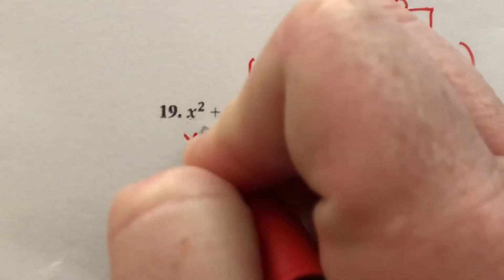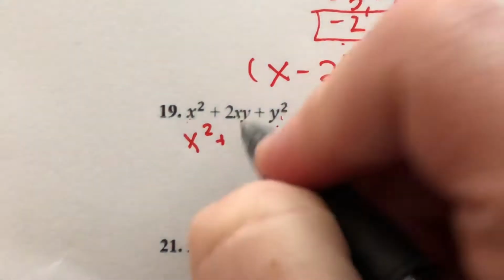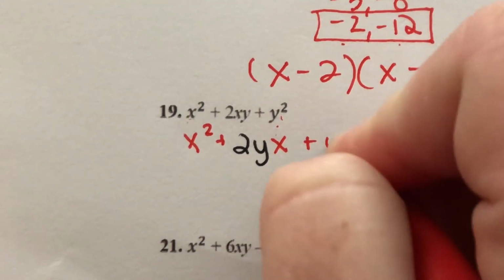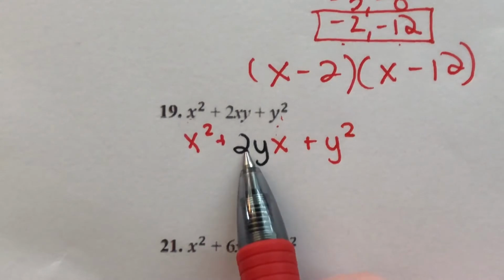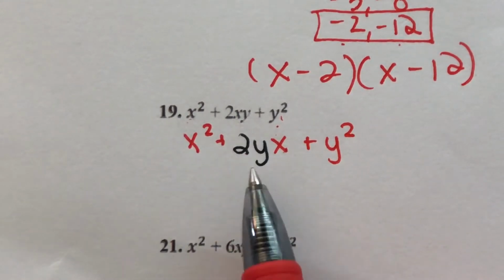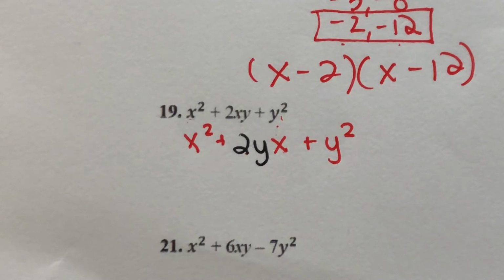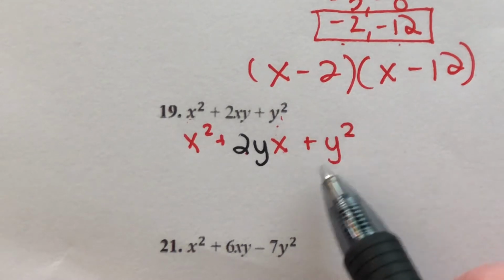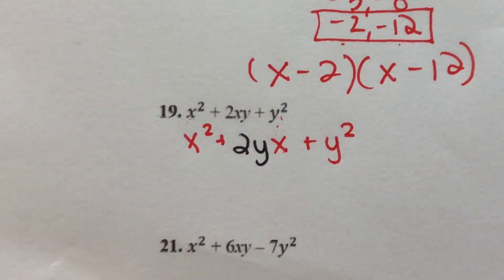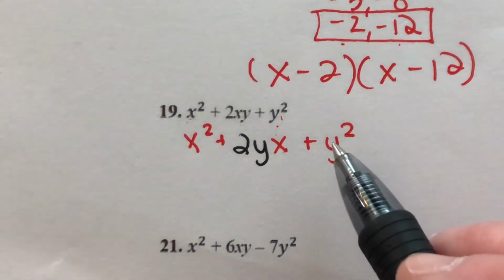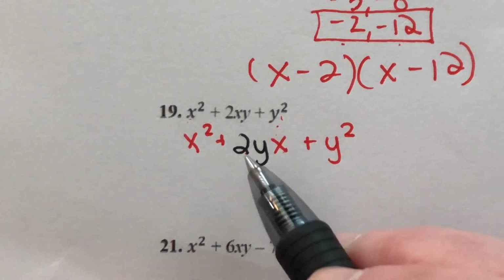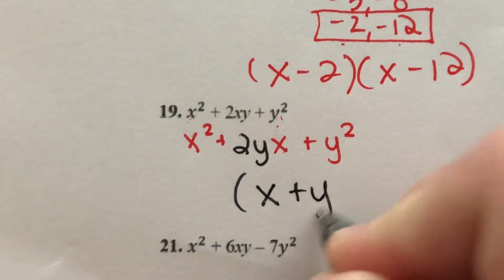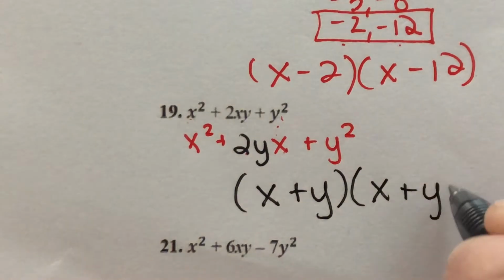So I want you to think of this as x squared plus 2y times x plus y squared, right? So the number in front of our x term here, I just flip-flopped the x and the y, is 2y. So what two things multiply to get y squared, but add up to get 2y? Y times y, right? Y times y is y squared. Y plus y is 2y. So we're going to get x plus y and x plus y.